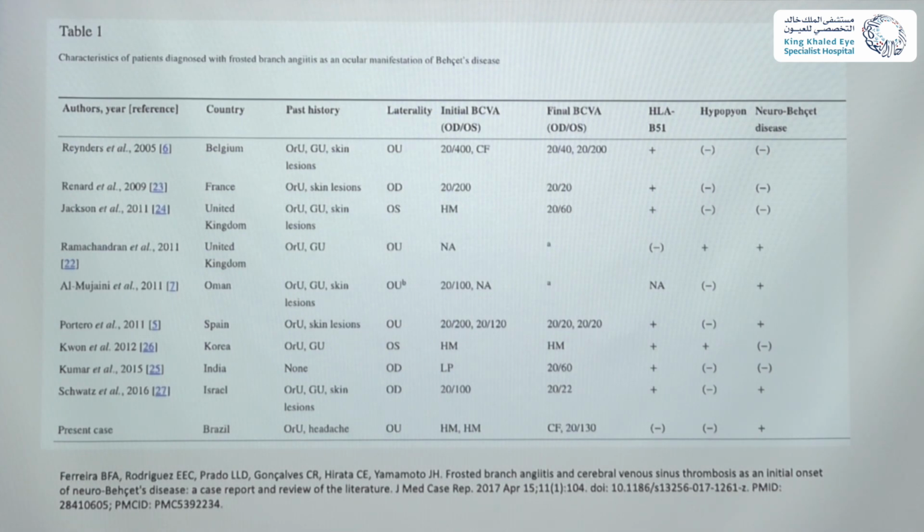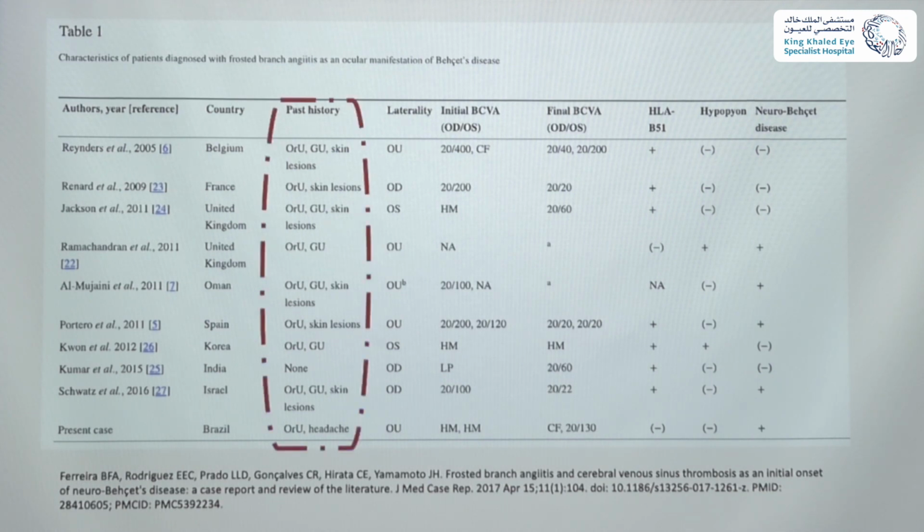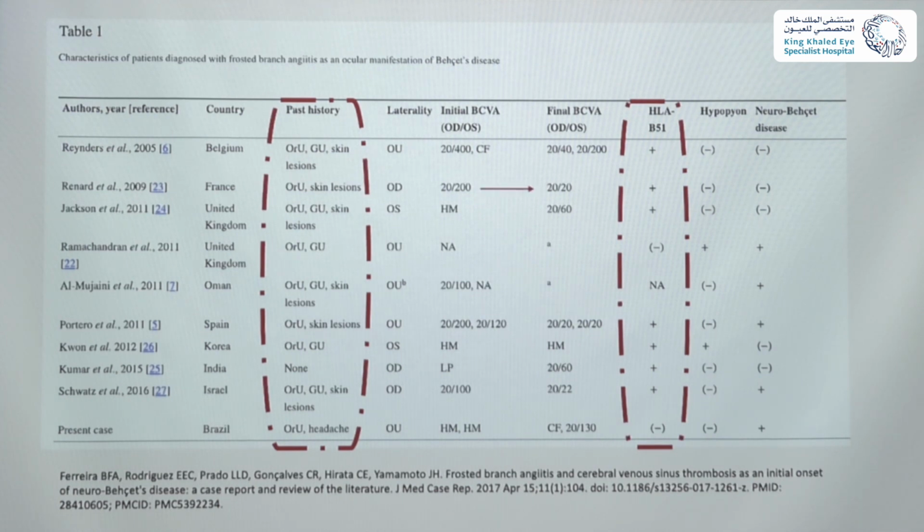In this table, you will see the characteristics of patients who were diagnosed with frosted branch angiitis as an ocular manifestation of Behcet disease. As you can see here, almost all of the patients have oral and genital ulcers and skin lesions, and about 7 out of the 10 patients have positive HLA-B51. And for visual acuity, in most of the patients, it improved after treatment.